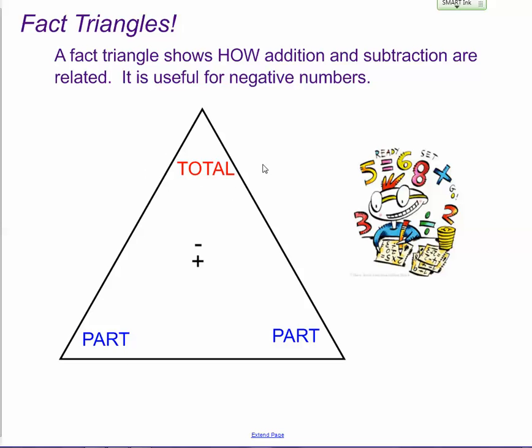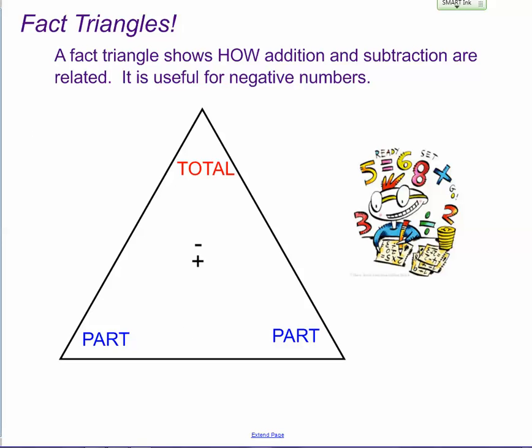You take an addition problem and you put the total at the top, and then you put the two parts that you're adding at the bottom. And because of the commutative property, this order doesn't matter, but the total always goes at the top. So it looks like this: the part plus the part, so the additions on the bottom give you the total. The total minus this part equals this part, and the total minus the part on the right gives you the part on the left.